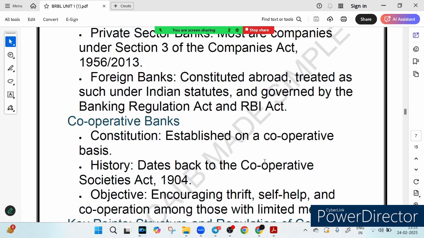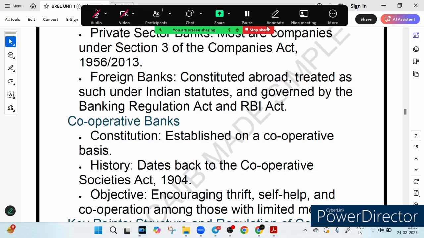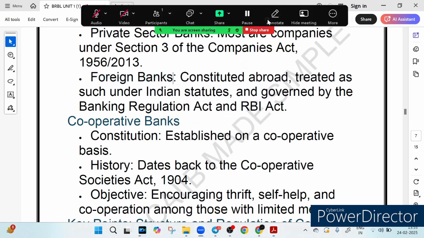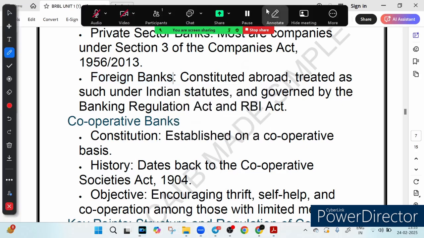So these banks come from outside India, but they follow Indian rules while operating here. These are called foreign banks, right? They might be based in the US, UK, or another country, but they are regulated by the Banking Regulation Act and the RBI Act in India.